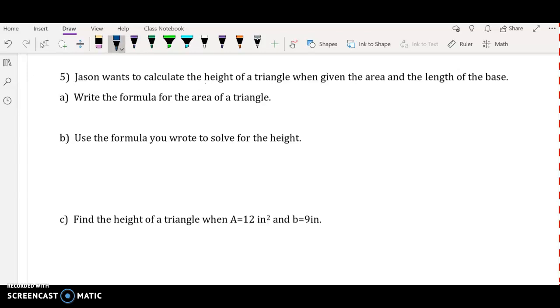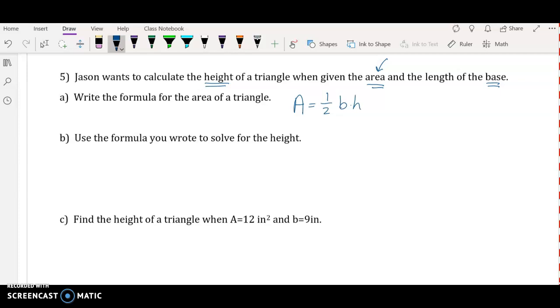So now we want to calculate the height of a triangle when given the area and the length of the base. So now for this one, I'm seeing this keyword being area. That's going to tell me the formula that I need. So A says write the formula for the area of the triangle. So our area is going to be 1/2 of the base times the height.